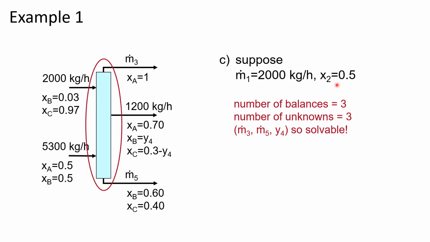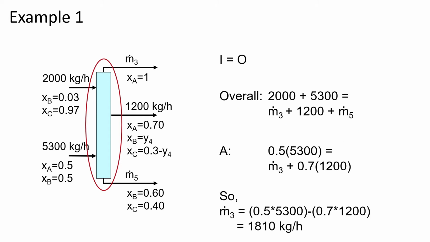With these two pieces of additional information, the number of balances will now be equal to the number of unknowns. To solve for the unknowns, we're going to apply our conservation of mass equation, which is of the form in is equal to out, since the process is at steady state and there are no chemical reactions. Let's start with the overall balance, and then we'll consider an A balance, a B balance, and a C balance.